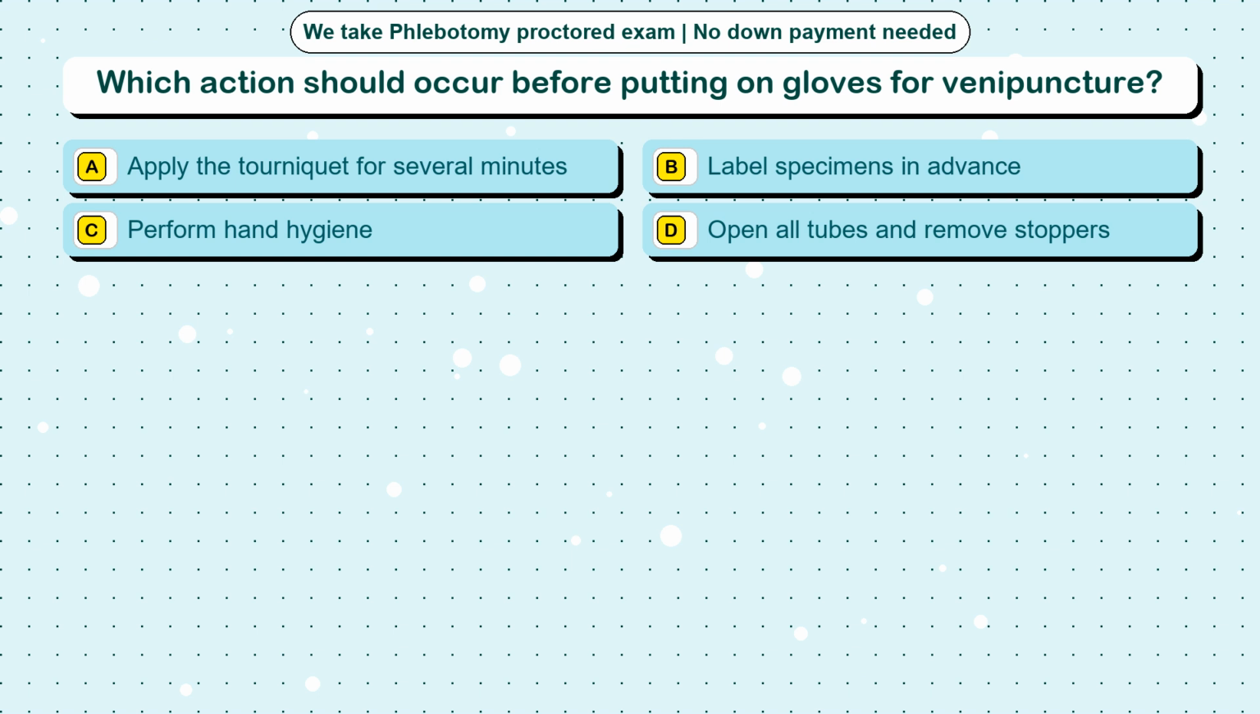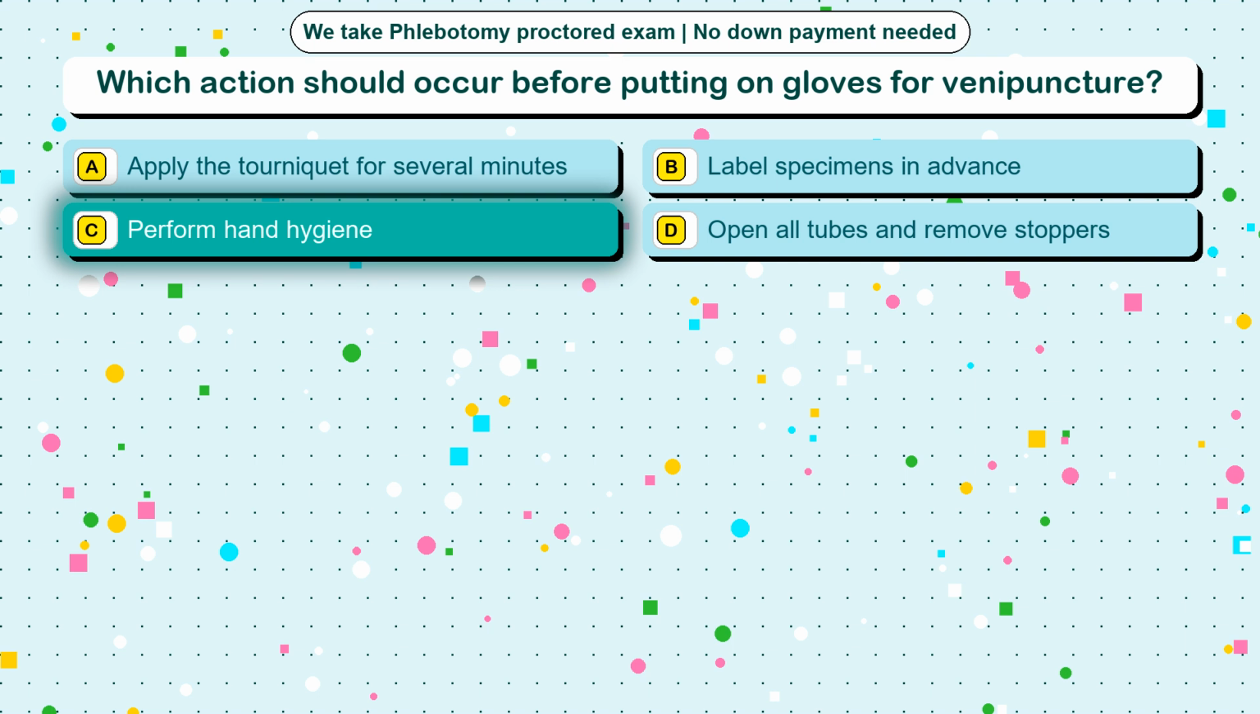Option A, apply the tourniquet for several minutes. Option B, label specimens in advance. Option C, perform hand hygiene. Option D, open all tubes and remove stoppers. The correct answer is option C, perform hand hygiene.